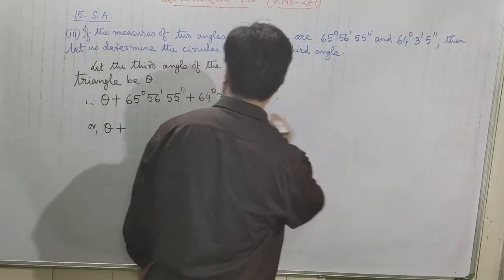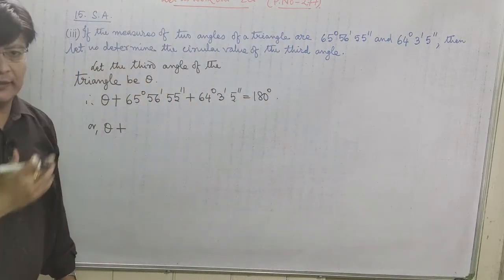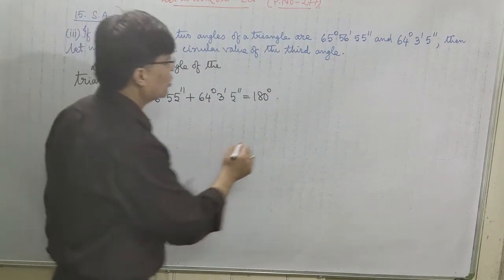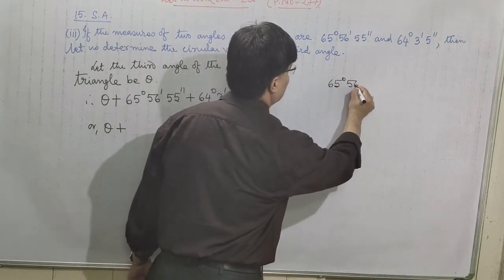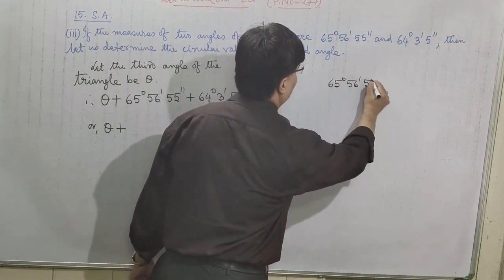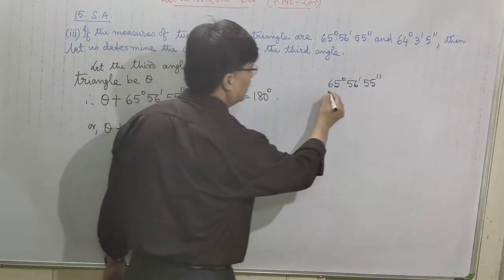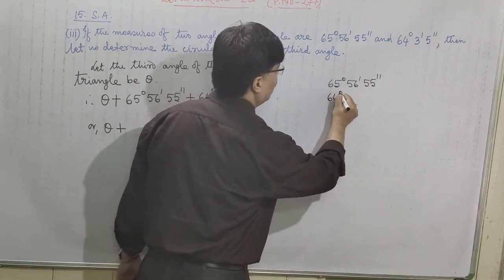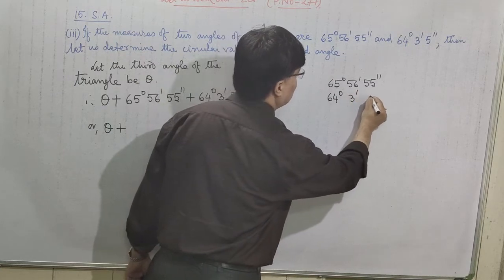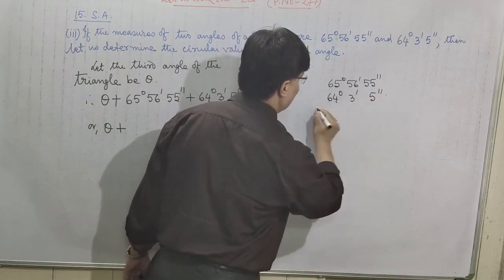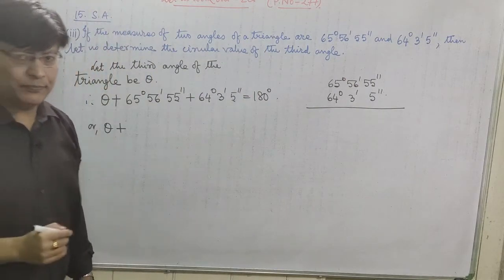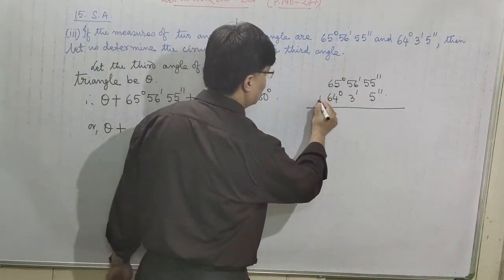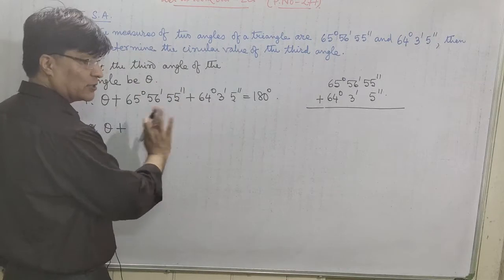Okay, so let us add these two angles in the rough part. One is 65 degree 56 minutes 55 seconds, and the other is 64 degree 3 minutes 5 seconds. So now let us add them. You have to add these two angles, right?